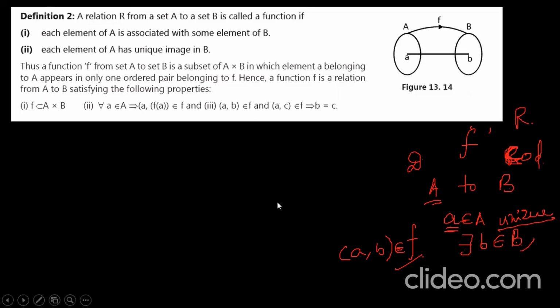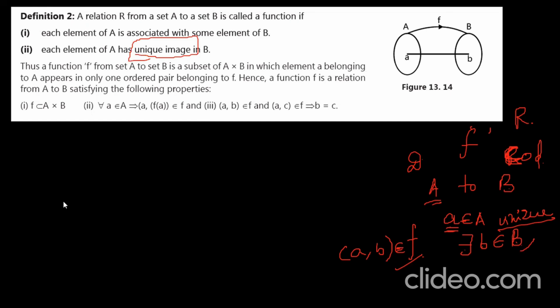Very good. Let us see. A relation from set A to set B is called a function if each element of set A is associated with some element of B. Each element of A has a unique image in B. Thus function F from set A to set B is a subset of A cross B, in which an element belonging to A appears in only one ordered pair belonging to F. That is, F is a subset of A cross B, such that for all a belongs to A, if (a, b) belongs to F and (a, c) belongs to F, then b is equal to c. That is the meaning.